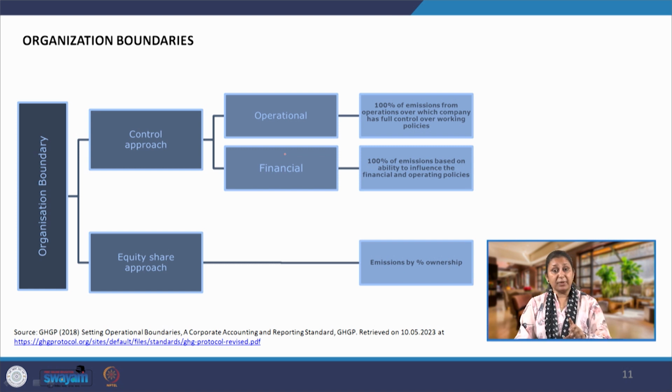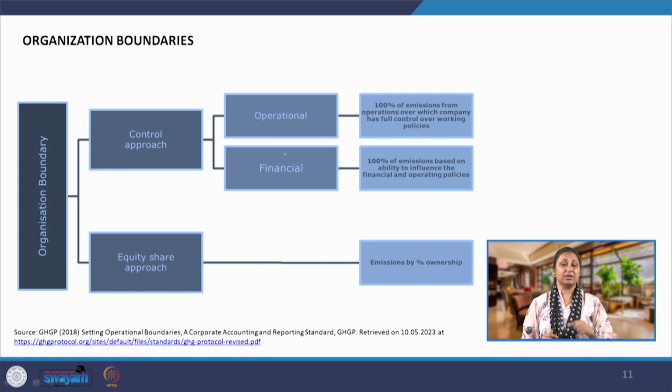Now, there could be a possibility that the operational control or the financial control of the subsidiary company or the end organization is partly getting controlled by the parent company. For example, if I am an automobile manufacturing company, I might be buying smaller parts from some smaller vendor. I may not have any control over this particular vendor as far as its operations are concerned.